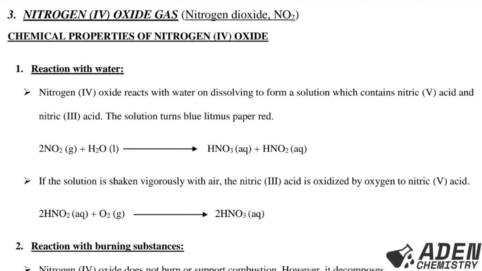If the solution is shaken vigorously with air, the nitric 3 acid is oxidized by oxygen in the air to form nitric 5 acid. The equation for that reaction will be 2 moles of nitric 3 acid solution plus 1 mole of oxygen gas. What we are going to get is 2 moles of nitric 5 acid.